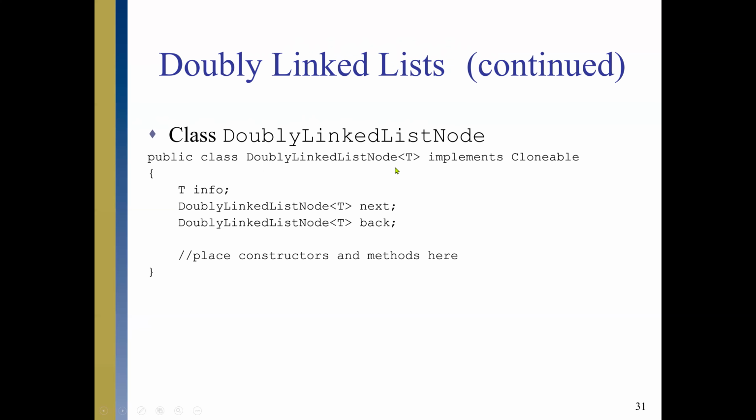So this is the double linked list node. As we say here, now we have 3 instance variables. Simple linked list, we have only 2. So the T is the generic type, the information we are storing. Then we have the double linked list node. This will be the address for the next node, and then back will be the address of the previous node.